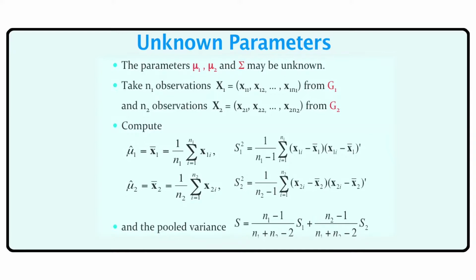But remember that sigma 1 is equal to sigma 2, that is, the two dispersion matrices are equal, but obviously the sample dispersion matrices would be different, so we need to pool these two. So what we get is the pooled variance, or the pooled dispersion matrix, S, equal to a combination of S1 and S2 properly weighted. So this gives us the pooled variance S. And then the classification rule with unknown parameters.